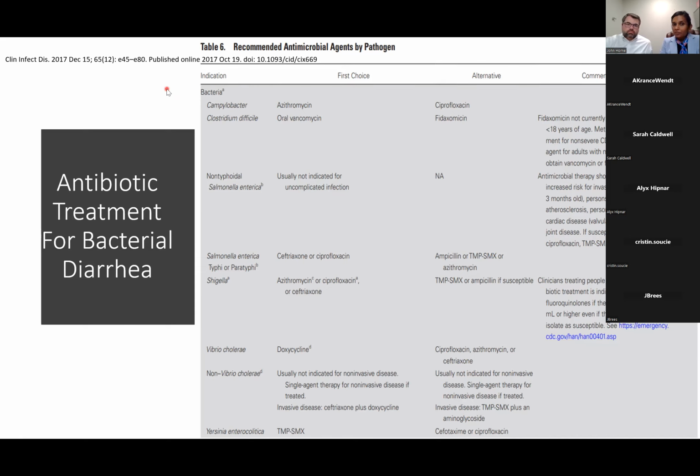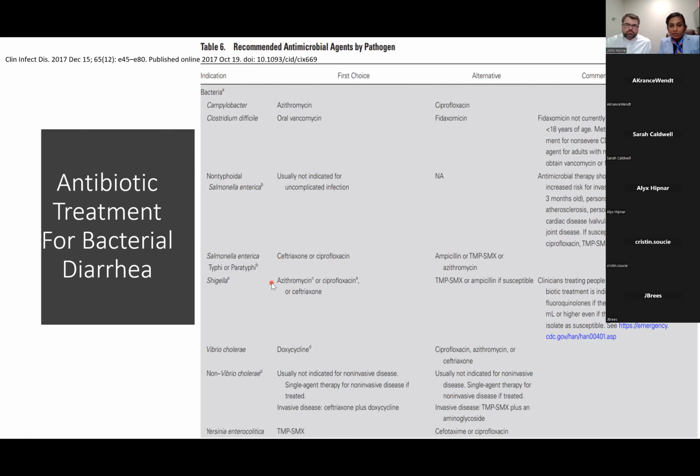Non-typhoidal Salmonella, usually not indicated if uncomplicated. But complicated, I tend to use cephalosporins. What have you used for complicated? Cephalosporins, yeah, like ceftriaxone is one that I would prefer. Yeah. Salmonella typhi, cephalosporins are okay, and also you could use fluoroquinolone or azithromycin again.